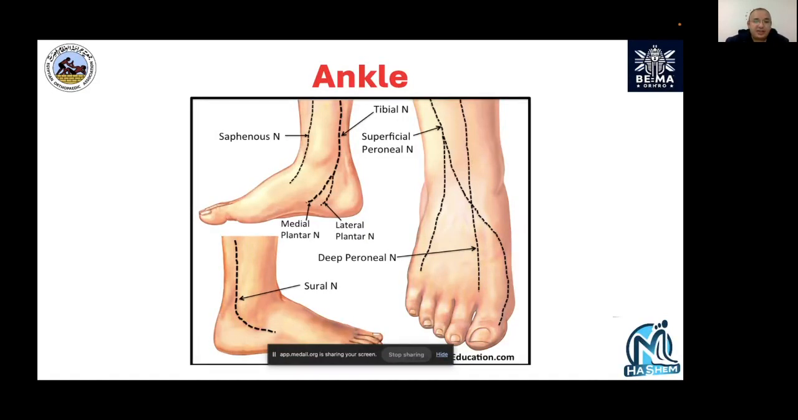So basically, your saphenous nerve just goes in front of your medial malleolus. Be careful while you're opening your medial malleolus not to go so anterior, because you have the saphenous nerve and the great saphenous vein. Remember that your superficial peroneal nerve goes mainly along the lateral border of your fourth ray.